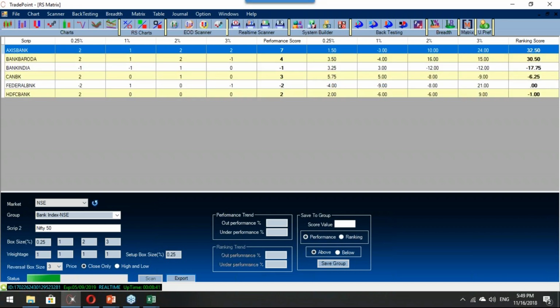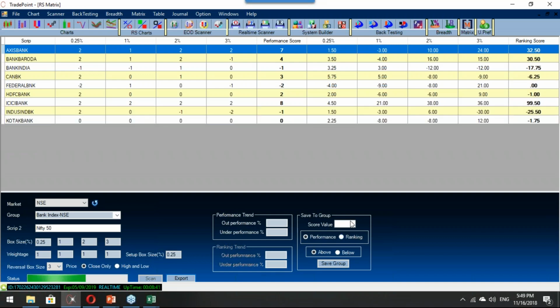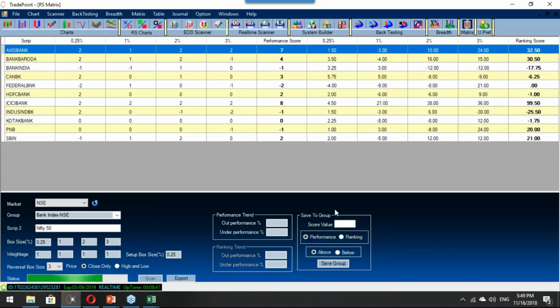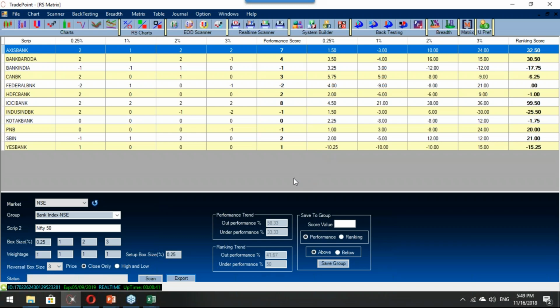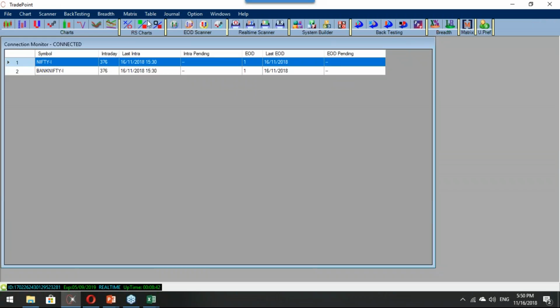So just like we saw in the P and F matrix, it should work perfectly, or rather, it should work in a similar way in RS matrix as well. But somehow it does not seem to be working. So I want the score of greater than 3 and save group. Okay, let's give it a shot.